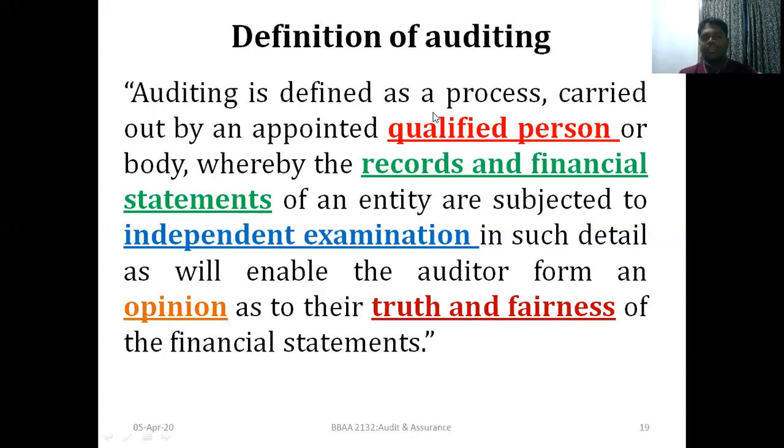Auditing is defined as a process carried out by an appointed qualified person. So one key term is qualified person or body. Maybe the person is a qualified individual, or the particular body means the particular audit firm, right? Whereby the records and financial statements: the auditor is going to take the different records and financial statements, the P&L account, the balance sheet, cash flow statement, statement of equity, all the documents, on a random basis, of an entity, which are subjected to independent examination.